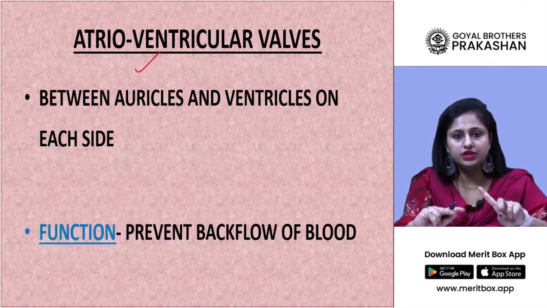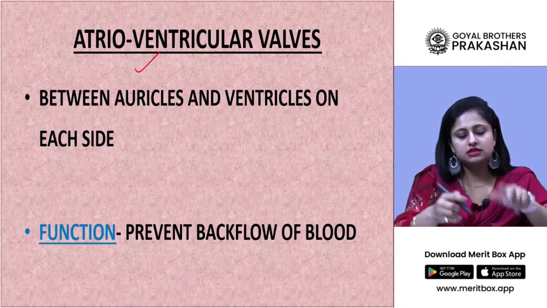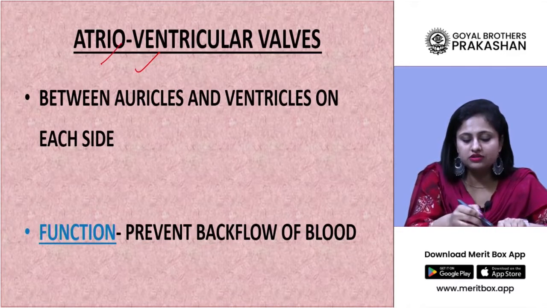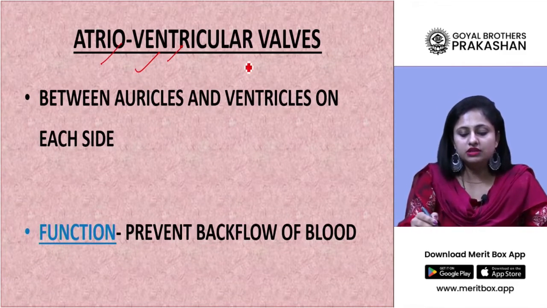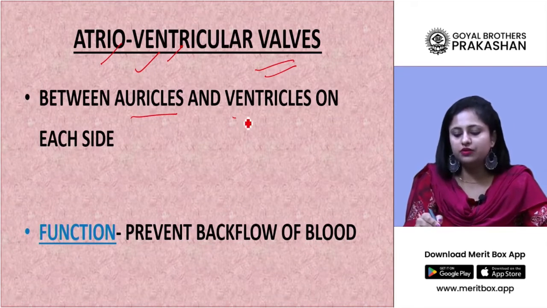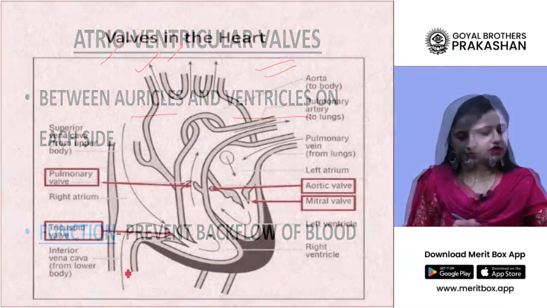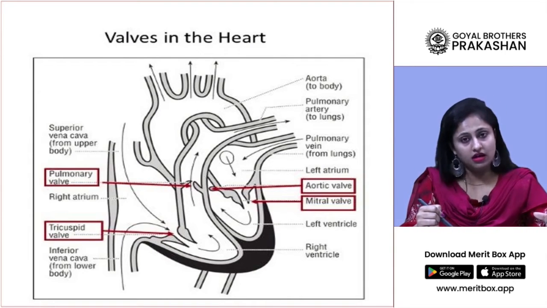So atrioventricular valves, this terminology suggests between auricles or atrium and ventricle, between atrium and ventricle. So these valves are present between auricles or atrium and ventricles on each side of our heart. Let me show you with the help of a diagram. So these are the valves in our heart.